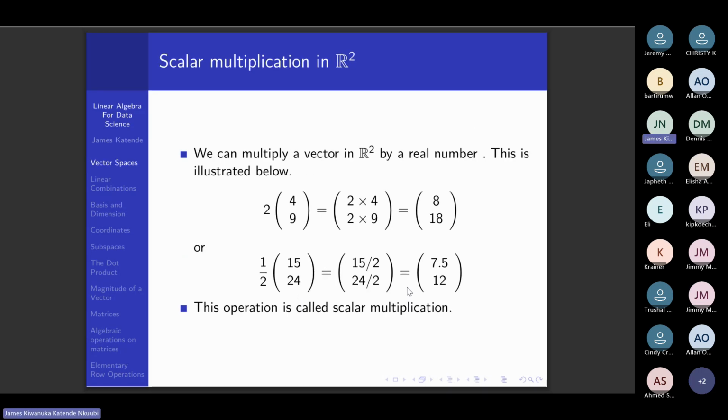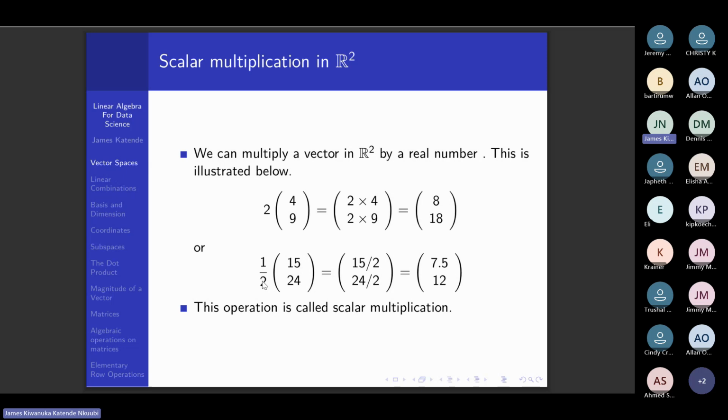The other operation that we'll add here is scalar multiplication. You multiply a vector by a number. Scalar here simply means a number. And in our case, the number will be a real number. So for instance, if you have the vector 4, 9, we can multiply it by 2. In this case, you simply multiply each component in the vector by the scalar. So 4 will be multiplied by 2 as well as 9, and the result will be 8, 18.